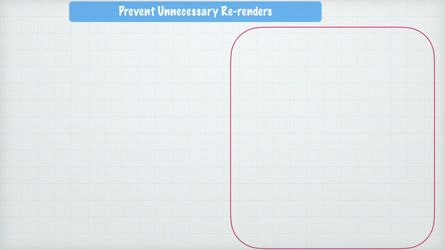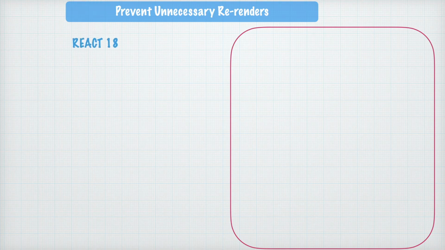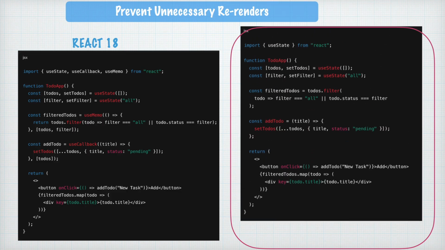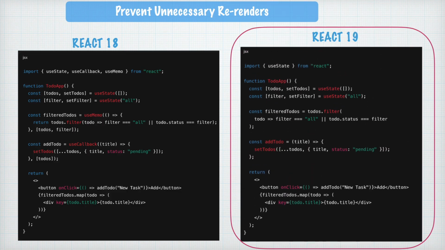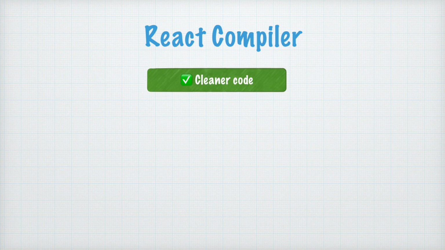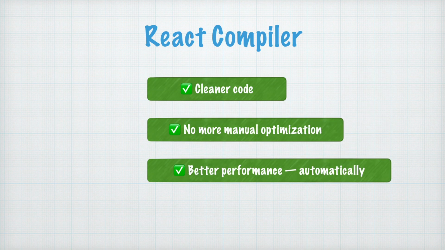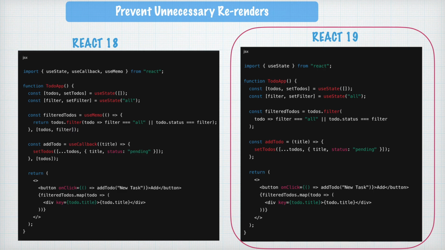Basically, the compiler is smart enough to understand when your values actually change, so it only re-renders what's necessary. And the best part? Cleaner code. No more manual optimization. Better performance, automatically. So yeah, React compiler is a big step forward. It helps us write less code and still get faster apps.